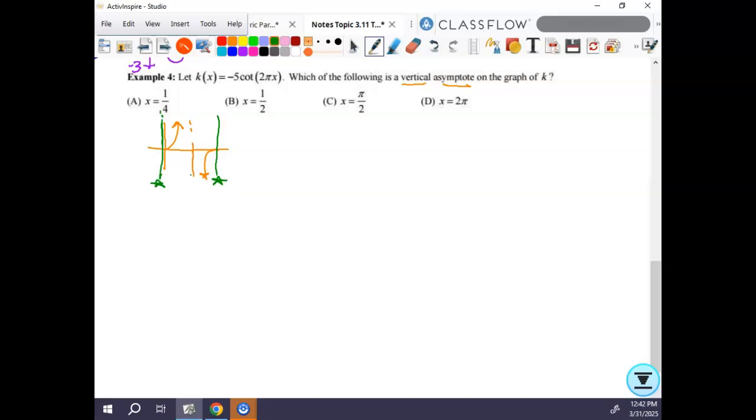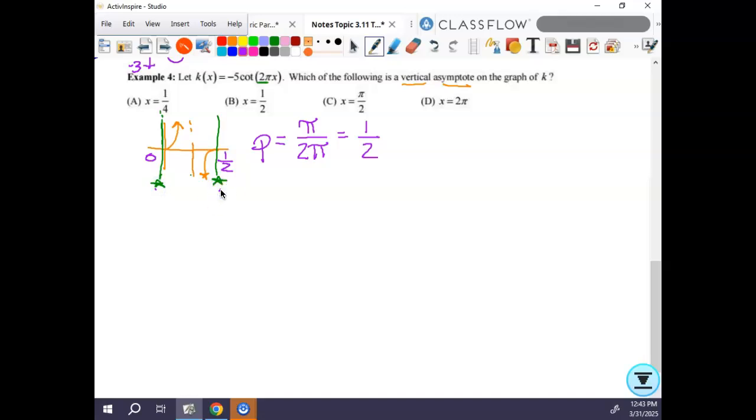So if I reflect it in the x-axis, that's not going to change my asymptotes. Vertically stretching it is not going to change my asymptotes. But this will. If I take my period, what is the period for tangent? Pi. Pi divided by b, which is 2 pi, and that leaves me with 1/2. That means I start here at 0 and end at 1/2. So I have vertical asymptotes at 0 and at 1/2.